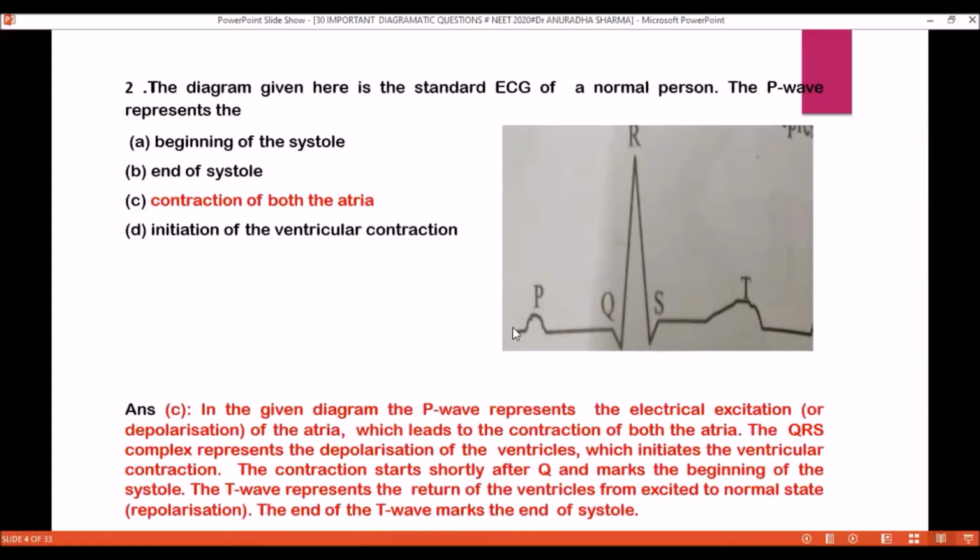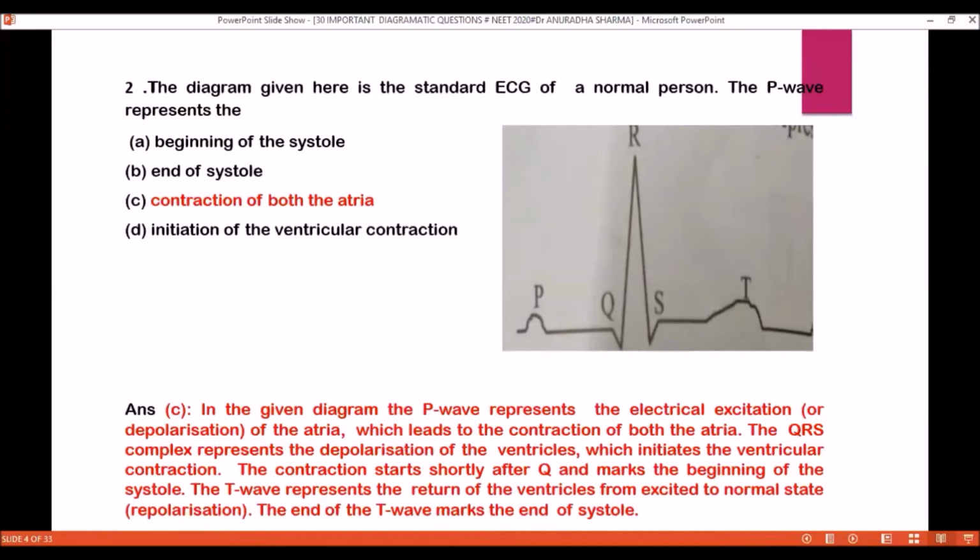So this is the diagram showing the wave PQRST, and the options are beginning of systole, end of systole, contraction of both atria, and D is initiation of ventricular contraction. So the P wave represents which of the following? In the given figure, we can see that the P wave represents the electrical excitation of the atria, which leads to contraction of both the atria. The QRS complex represents the depolarization of the ventricles, which initiates the contraction. So the contraction starts shortly after the Q wave and it marks the beginning of the systole.